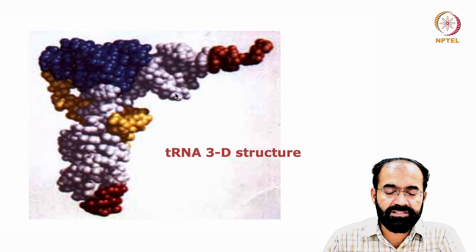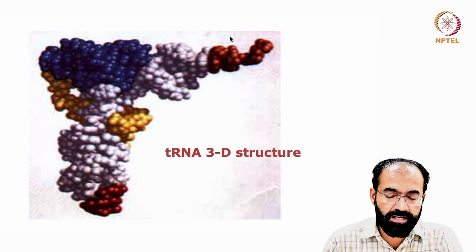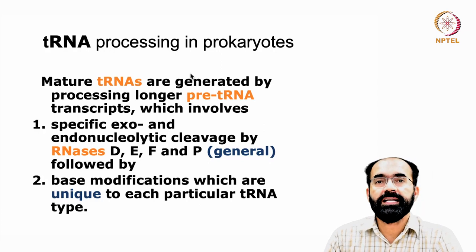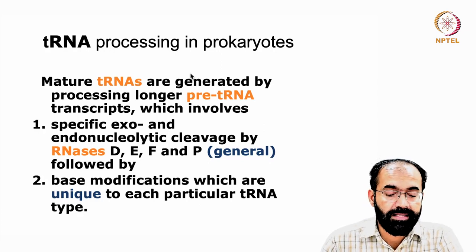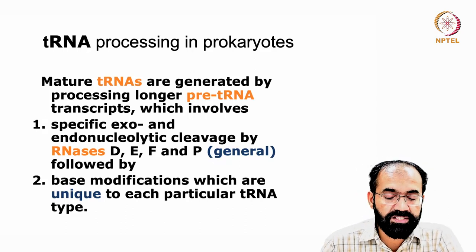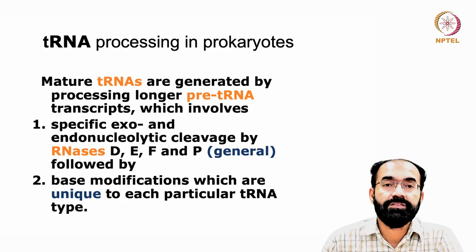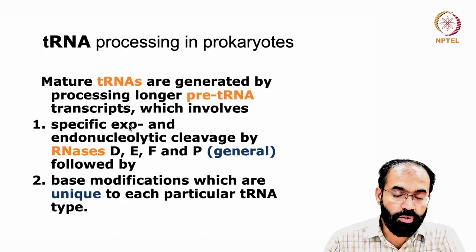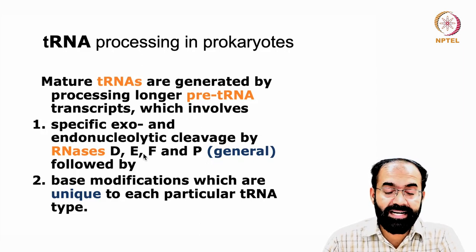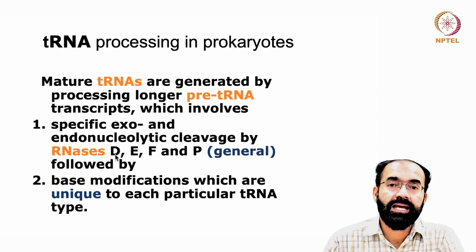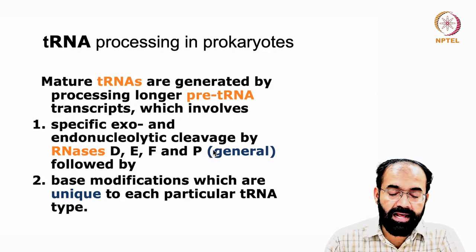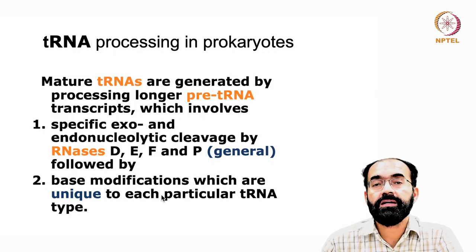So the tRNA 3D structure is somewhat like a clover leaf structure, but in a simplistic form it looks like an inverted L shape. And tRNA processing in prokaryotes is quite interesting, because the mature tRNAs are generated by processing of longer pre-tRNA transcripts, which have to undergo further maturation. This maturation involves specific exo and endonucleolytic cleavage by RNases of the category RNase D, RNase E, RNase F and RNase P. And these are all the general RNases, which is further followed by base modifications, which are quite unique in each particular tRNA type.